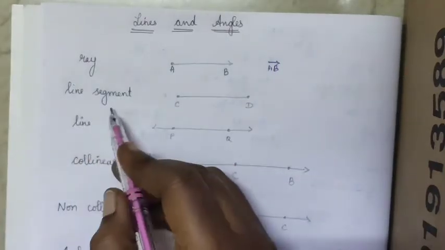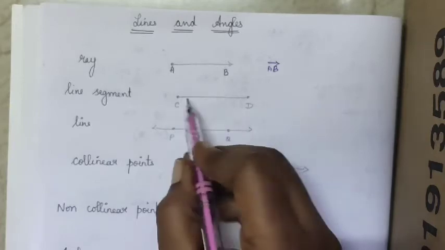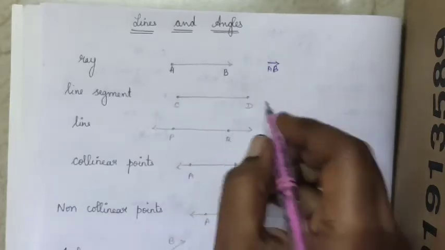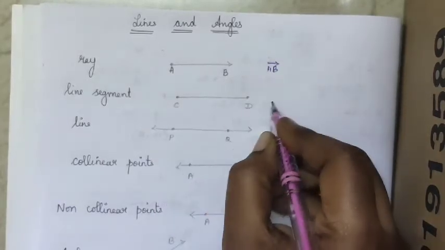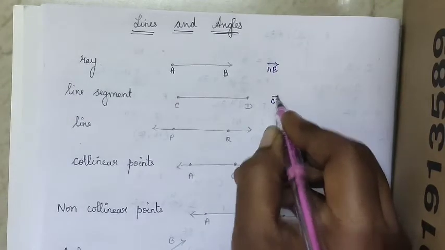Now the next one is line segment. Two end points will be there, in between that a line will be there. Line connects the two end points. The name given here is C and D, so the symbol to represent the line segment is CD.